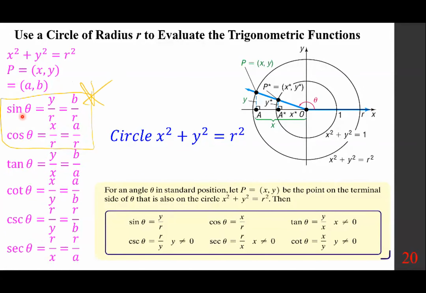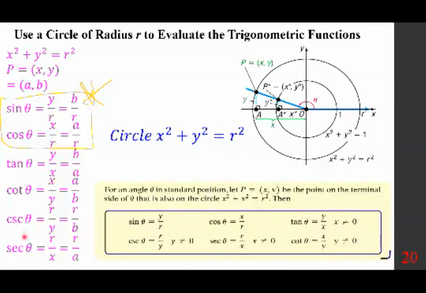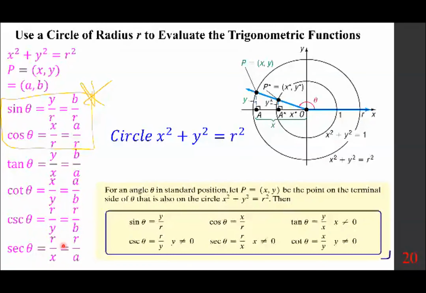Sine was y, now it's y over r. Cosine was x, now it's x over r. Now what is tangent? Sine over cosine. If you divide this one by this one, r drops, becomes y over x. The rest of them are the reciprocals. Therefore, cotangent becomes x over y. Cosecant is 1 over sine, r over y, and secant is r over x.